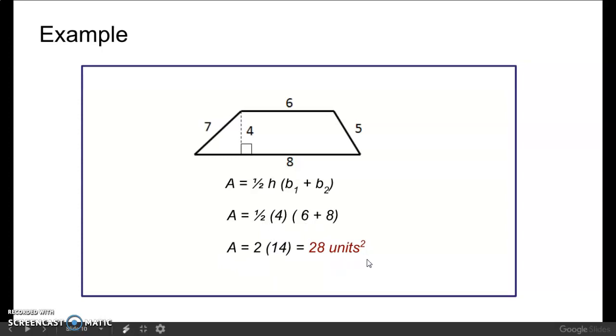Note I just said units squared here. If the units are not given, then we just write it like this, units squared.